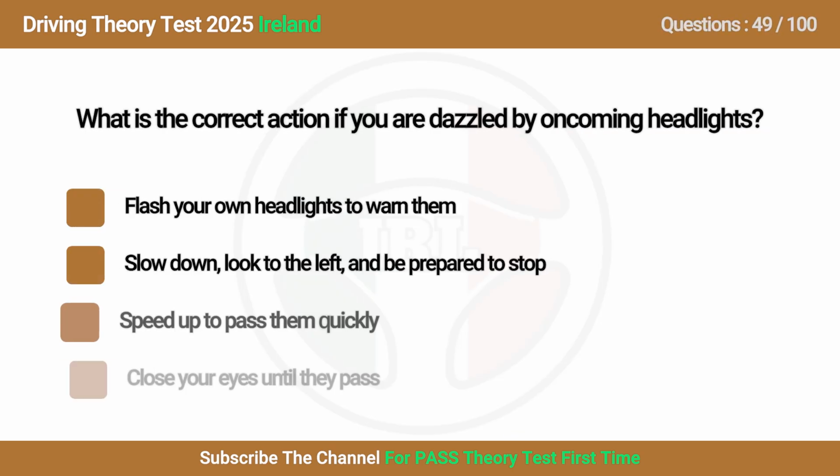Question 49. What is the correct action if you are dazzled by oncoming headlights? A. Flash your own headlights to warn them. B. Slow down, look to the left, and be prepared to stop. C. Speed up to pass them quickly. D. Close your eyes until they pass.